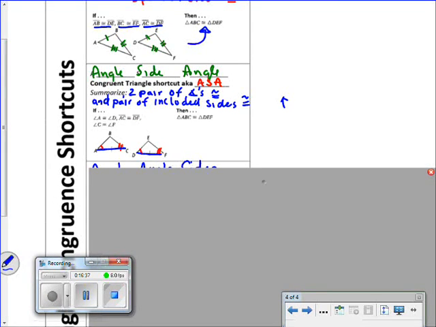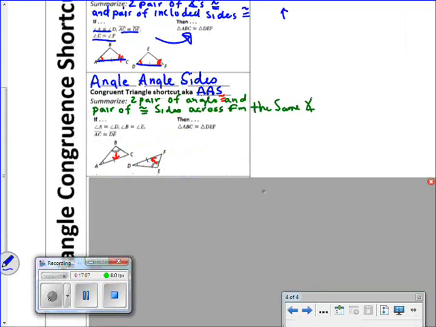Okay, so angle, side, angle is the next one, AKA ASA. To summarize, it's basically two pairs of angles congruent and a pair of included sides. The side is trapped between the two angles. It's very important that the sides are trapped between the two angles for this shortcut to work. So I have three things again, a pair of angles, a pair of sides, and a pair of angles. The sides are trapped. And if I can prove that, then the triangles are congruent.